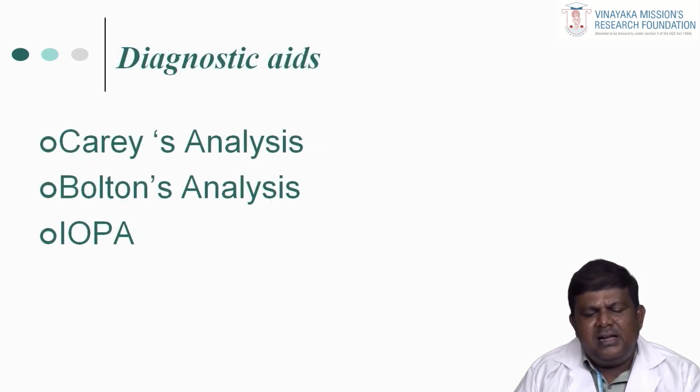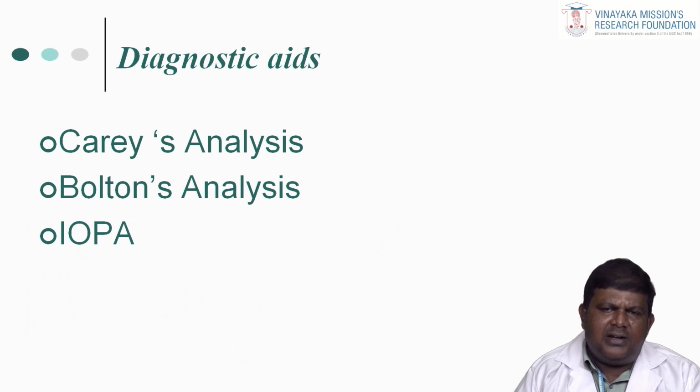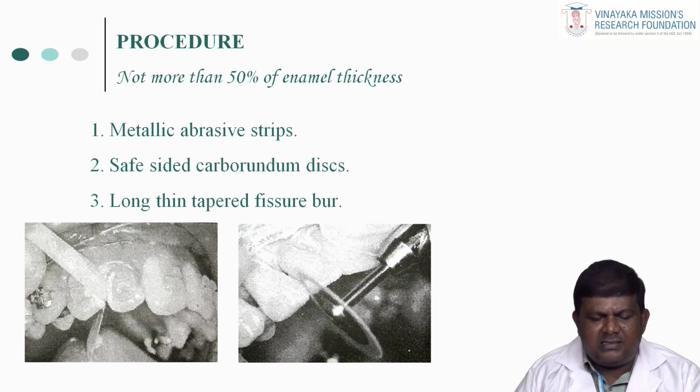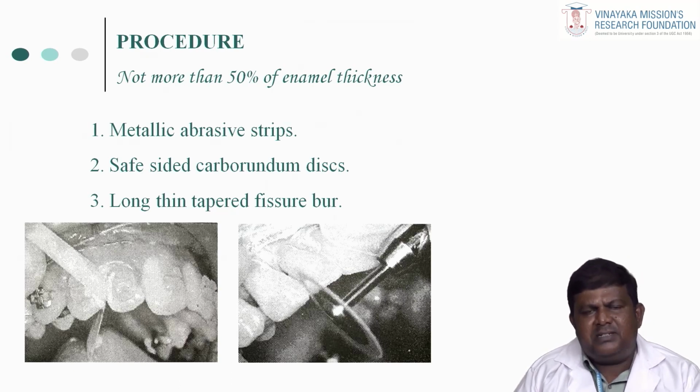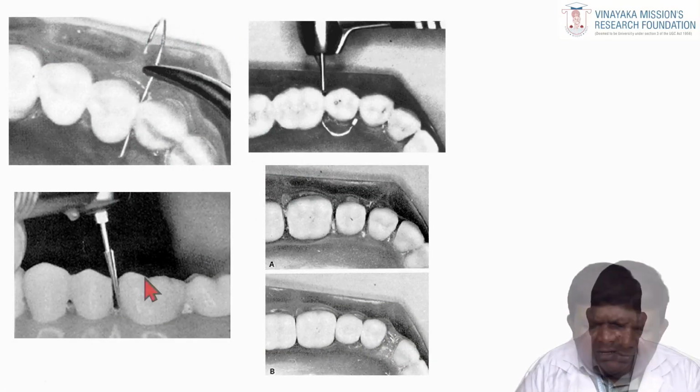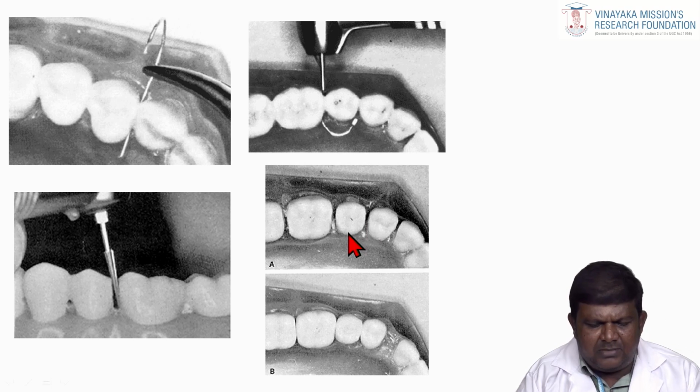Diagnostic aids: caries analysis, Bolton analysis, intraoral periapical radiograph. Procedure: not more than 50% of the enamel thickness is reduced. That can be done using metallic abrasive strips, safe-sided carborundum discs and long thin tapered fissure burs. You can see in the picture how proximal stripping is done and how the space is created by proximal stripping.